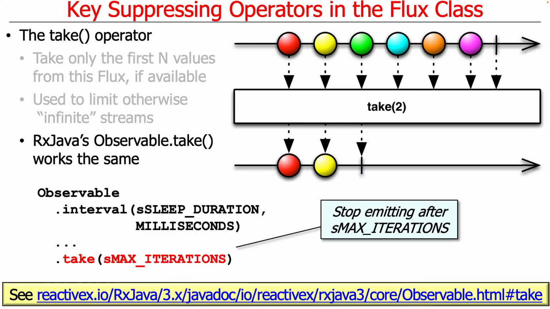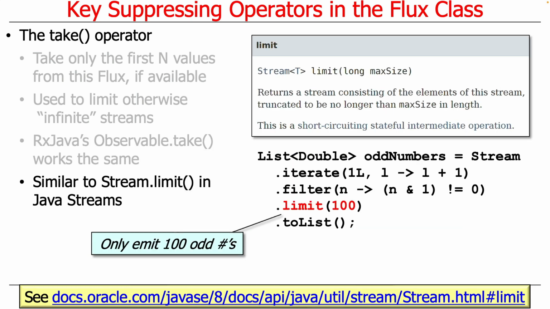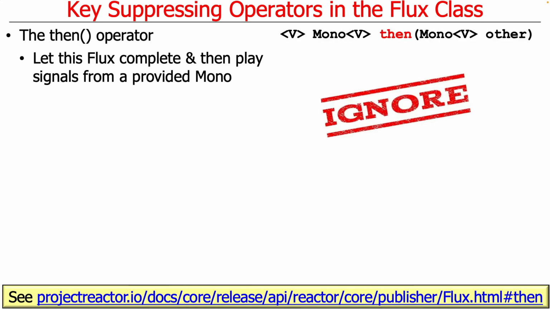RxJava has something that's very similar, although interval works in a slightly different way, but same idea. All these operators are similar to the limit operation in Java streams. Here's an example where we're going to iterate from 1 to forever, basically getting odd numbers, but limiting ourselves to the first 100 odd numbers and creating a list. So that's the way you do this kind of stuff with Java streams.